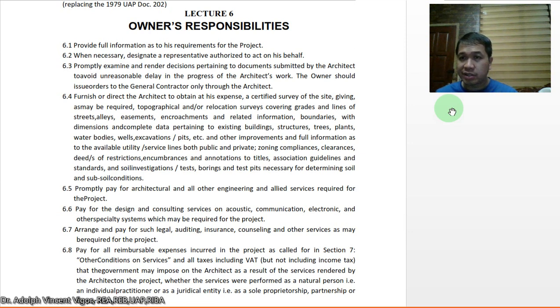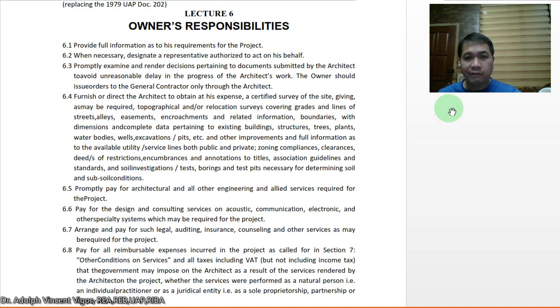So the deeds of restriction is quite important because there are some subdivisions, for example here in Cagayan de Oro, that limit the building height of a certain house or building. So it's important, guys, as the architect, that you know these things also. And it's also important that the owner inform you of such things.